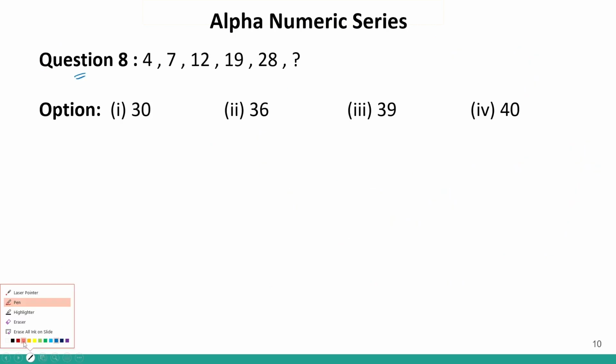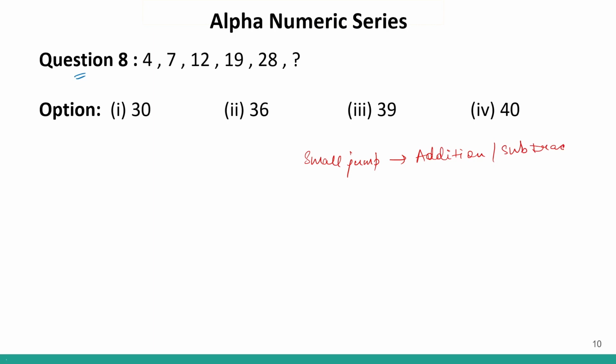Question number 8, we have 4, 7, 12, 19, 28. So very near numbers, right? Very close numbers. So not a lot of jump. I told you, whenever you see a small jump, we assume that it is either addition or subtraction, correct? Either addition or subtraction. If you see bigger jumps, then we assume it is either multiplication or division, correct?